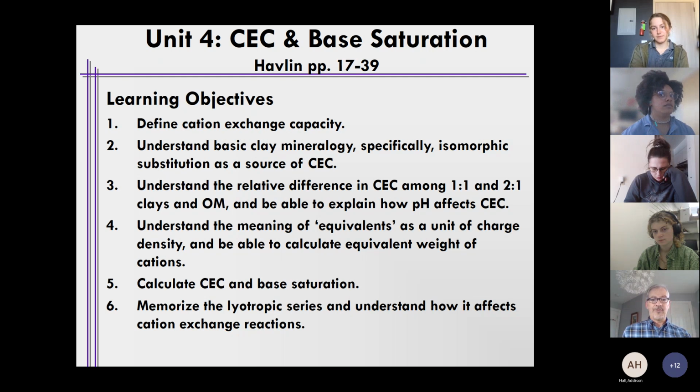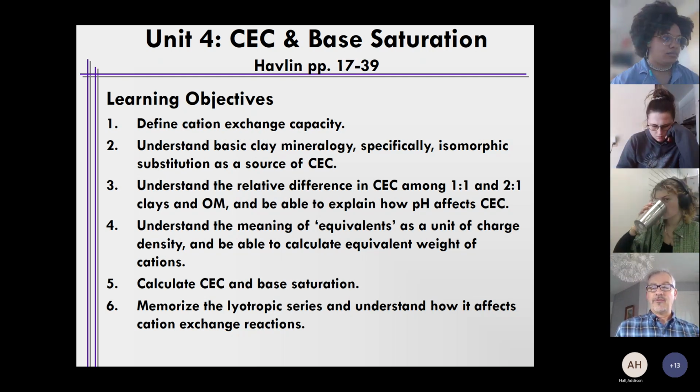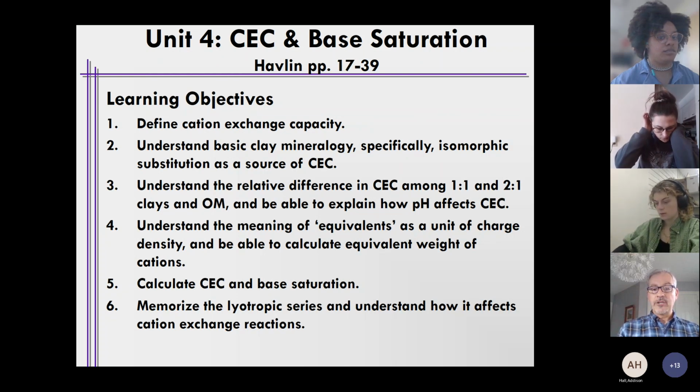Then I'm going to show you some examples of how this works in the real world. And then objective number 6 is it says memorize. You're not going to have to do that unless you really want to, because for the exam, it's open book, open note. So you should know the lyotropic series. This is basically how different cations with different charges are sorbed onto clays or organic matter. But know the lyotropic series and understand how it affects cation exchange reactions. So we'll talk about that at the very end of this unit, okay?